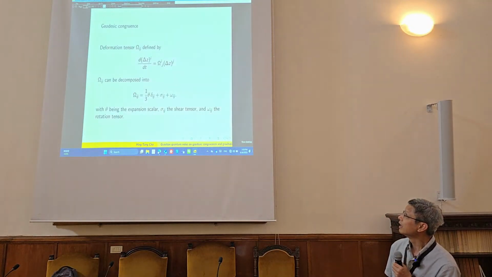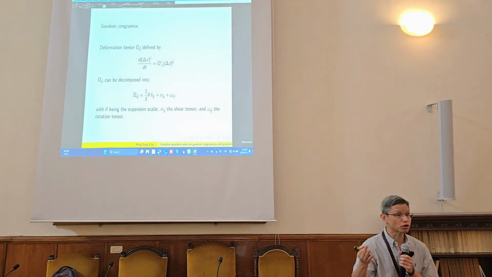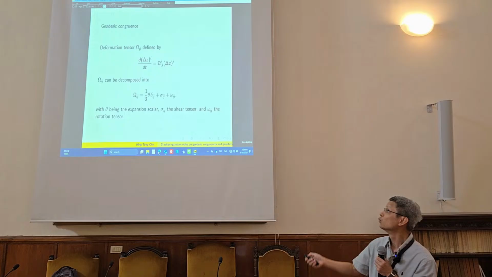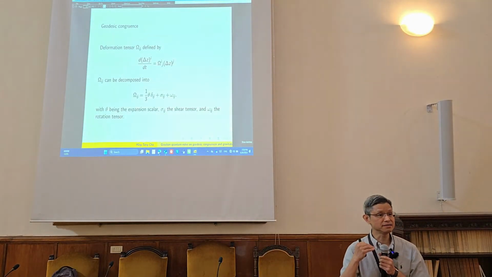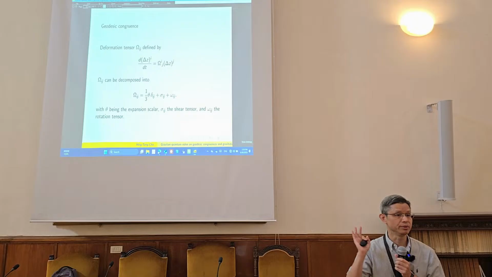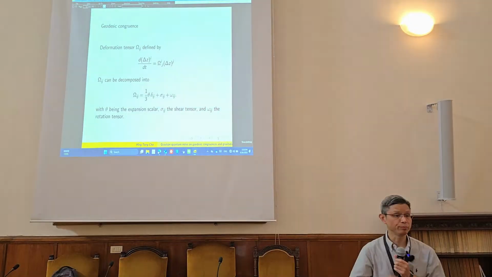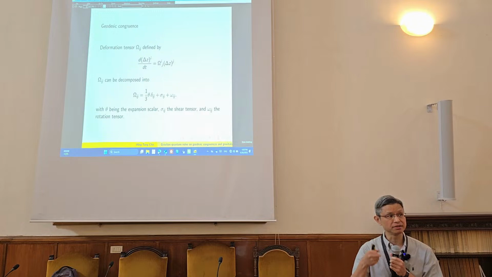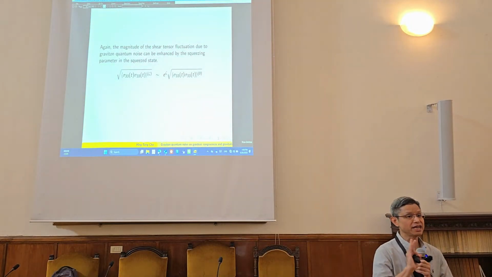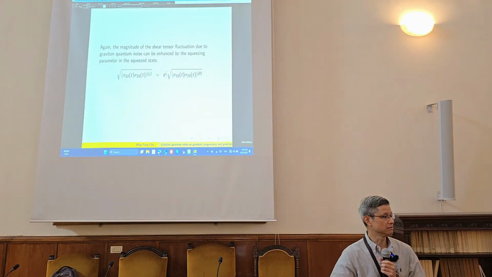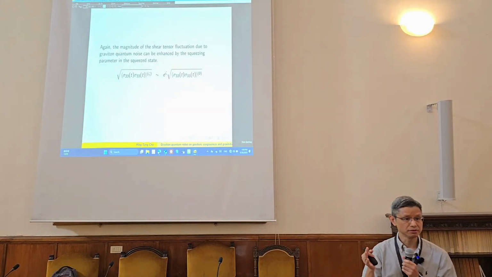We have also done this, since it's a geodesic separation, by looking at geodesic congruences with different parameters: the expansion scalar, shear tensor, and rotation tensor. Since the graviton is transverse traceless, only the shear tensor would be affected by the stochastic force. I'll just go to this, because it's the same conclusion: for a squeezed state it would be enhanced by this factor. Similar conclusion for the shear tensor.